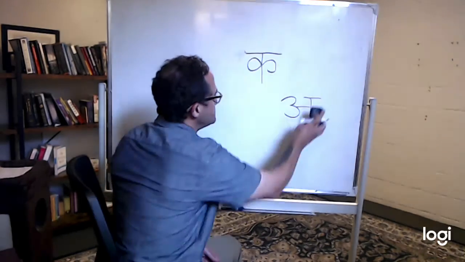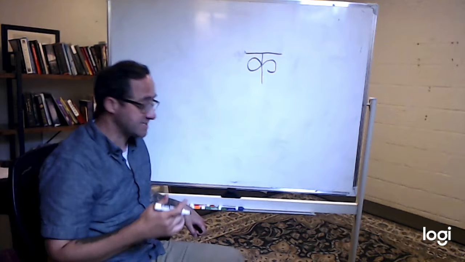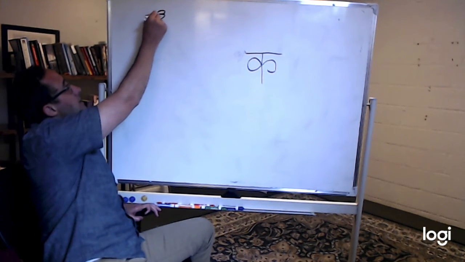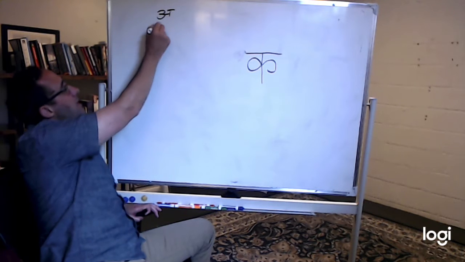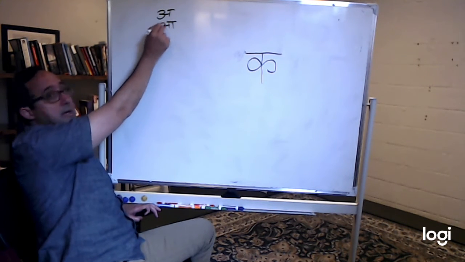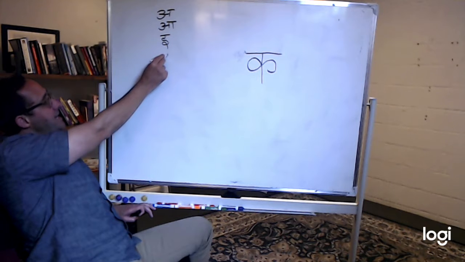Ka. So now I want to go through my different vowels. And I'm going to draw all of them here. I've got my ah, remember? I've got my E.